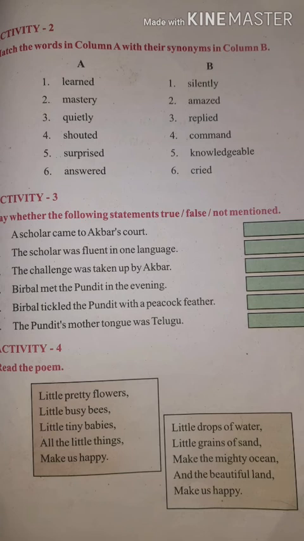Activity 4. Read the poem. Little pretty flowers, little busy bees, little tiny babies. All the little things make us happy. Little drops of water, little grains of sand make the mighty ocean and the beautiful land. Make us happy. So, such a nice poem with rhyming words. Can you see?